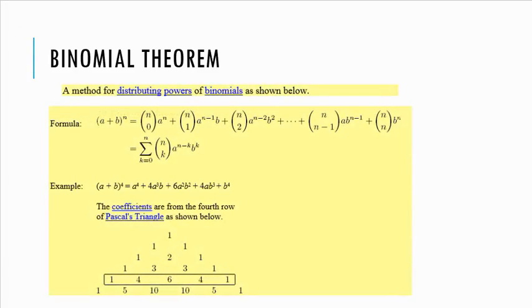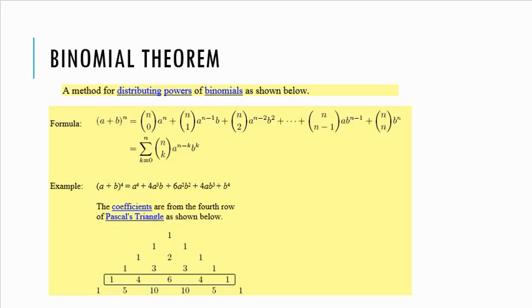The binomial theorem is a method for distributing powers of binomials as shown below. This is very tricky and sometimes very confusing notation. But it's essentially when you have a binomial a plus b to any power n, it will equal the sum of those powers of those two terms a and b multiplied together. Those two terms don't necessarily have to be constants, but they are multiplied together in the following format.